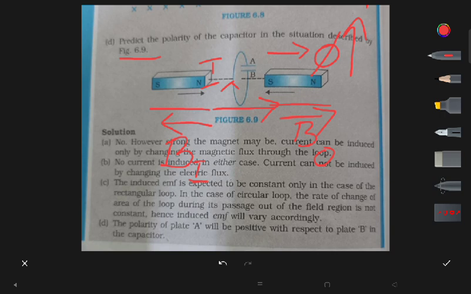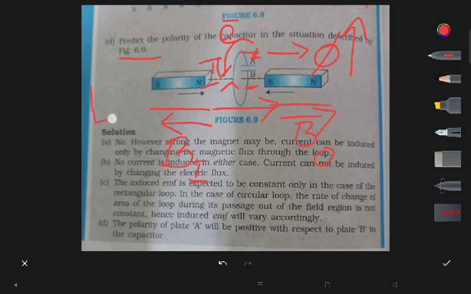Usually the current is always opposite to the flow of electrons. So the electron flow is opposite to the current. This is the electron flow. So plate A loses electrons, so it becomes positive. And plate B is negative because the electrons coming from A are accumulated on B. So the polarity of plate A will be positive with respect to plate B of the capacitor. Right. This question is answered.